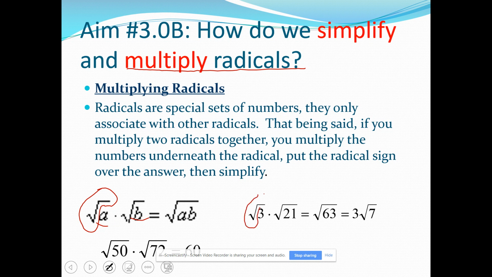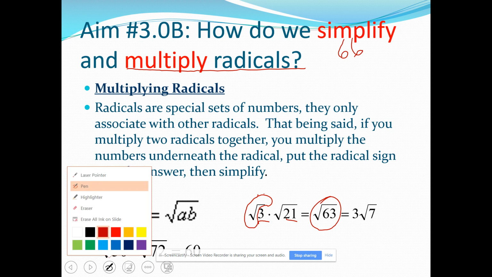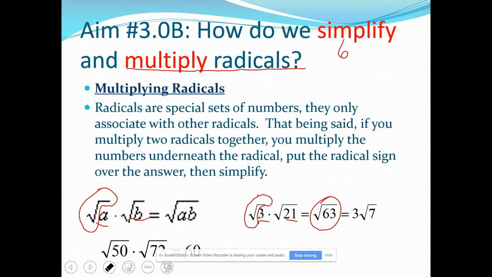So we have in our first example, that's a second root or a square root. So we can do 3 times 21 to get the square root of 63. Remember, leave no radical unsimplified. So we're going to take that 63, I'm writing 63, and break it down. 9 times 7, 3 times 3.